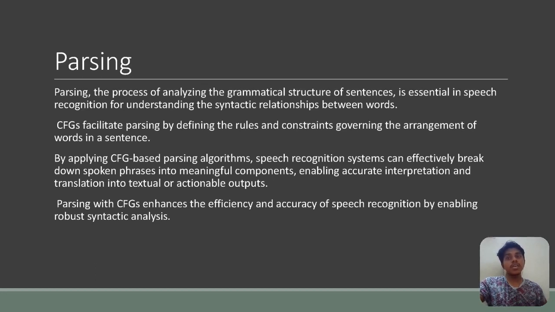For example, CFG based parsers can identify the subject, verb, and object in a sentence, as well as the syntactic dependencies between different words, enabling more accurate and detailed transcriptions.